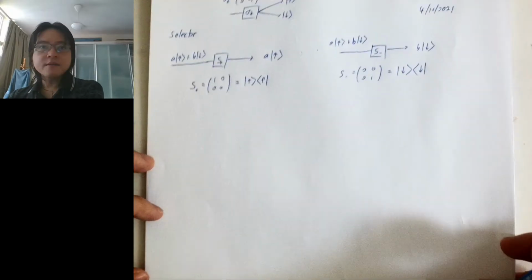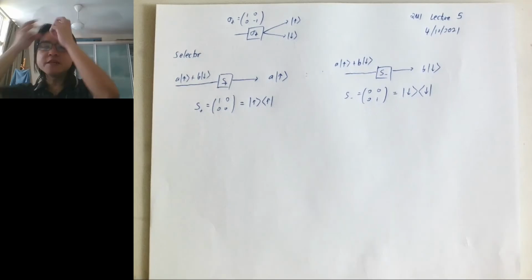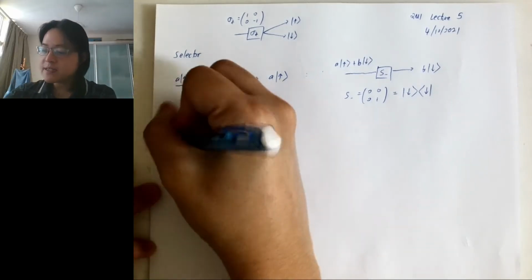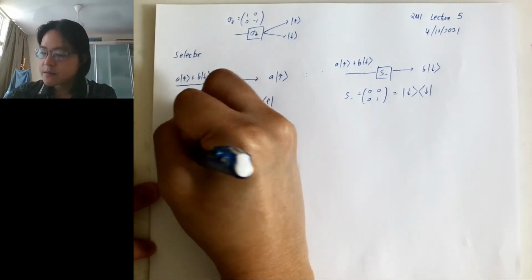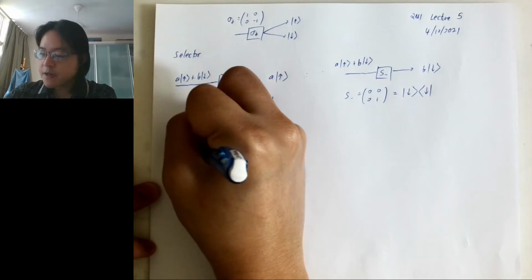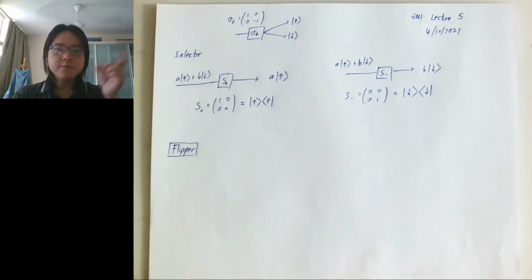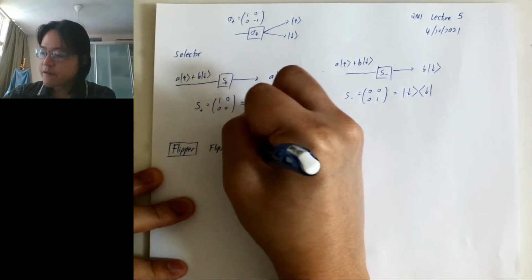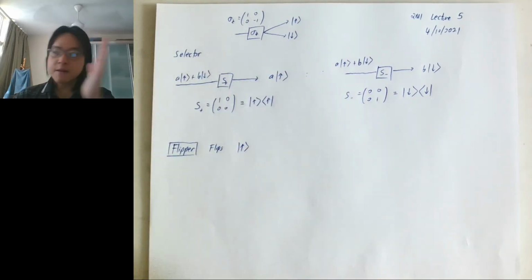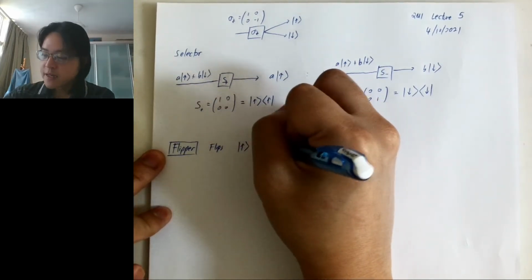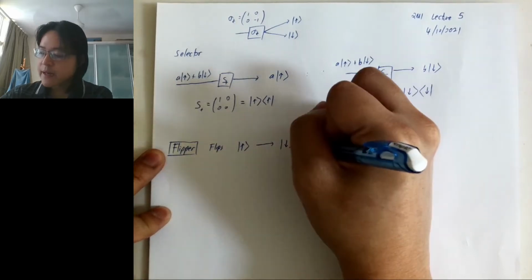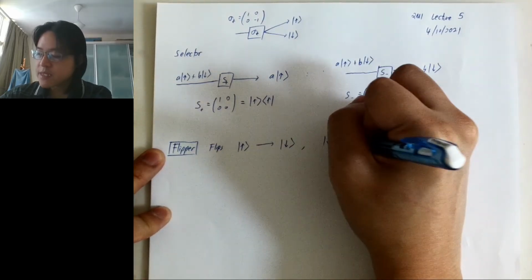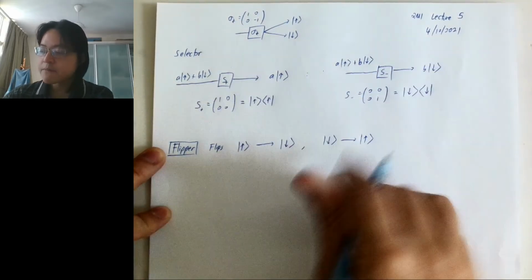Okay, then for today I will introduce to you another device which we call a flipper. From the word you can guess, it will flip the state, right? So what it does is it flips. If an atom in state up enters the flipper device, it will come out in state down, and if a down state comes into the device, it will become the up state.